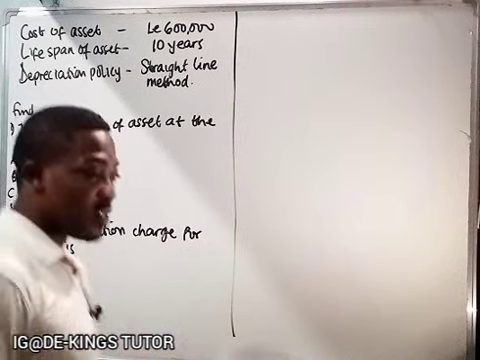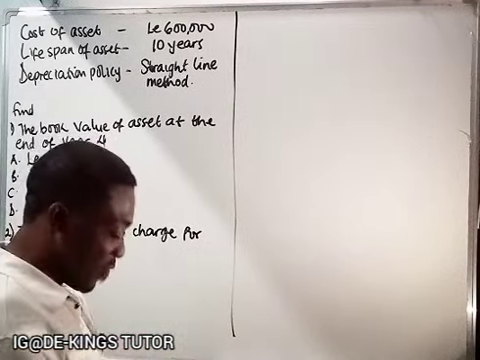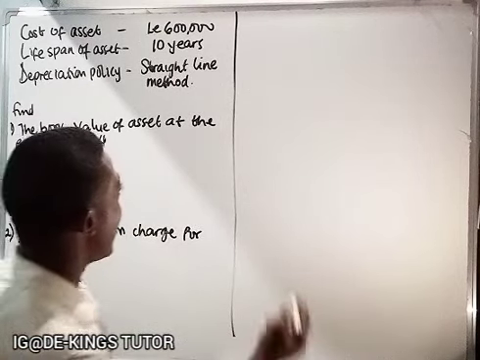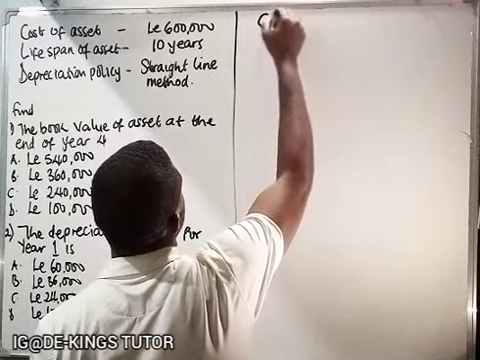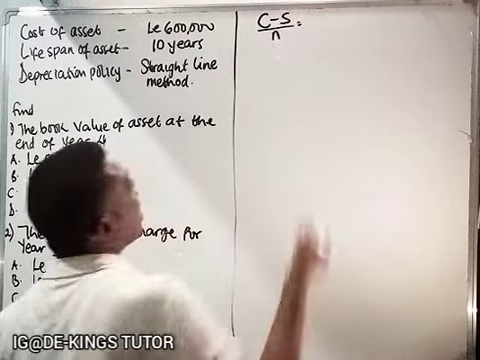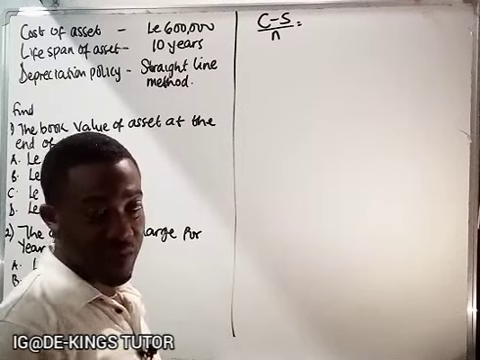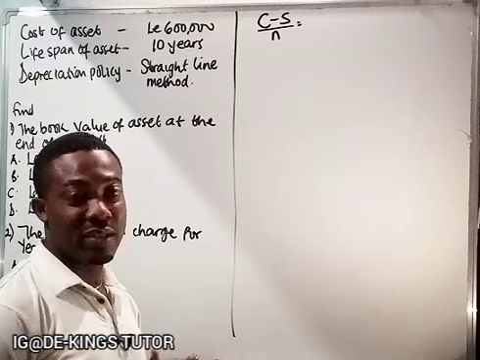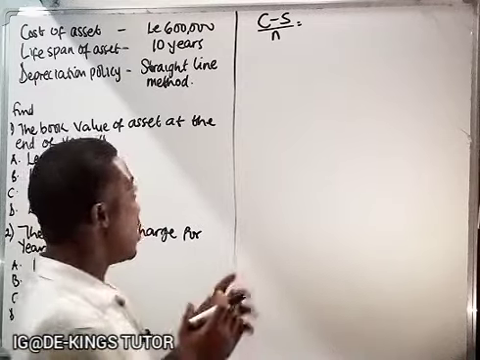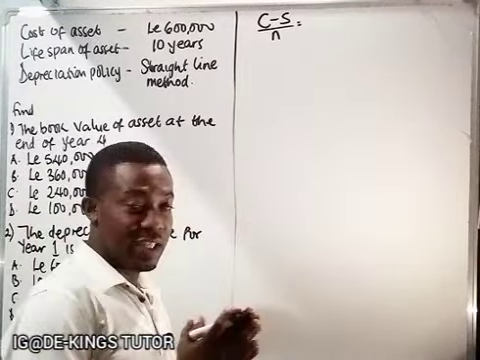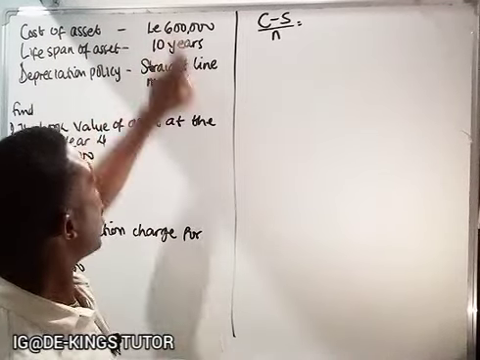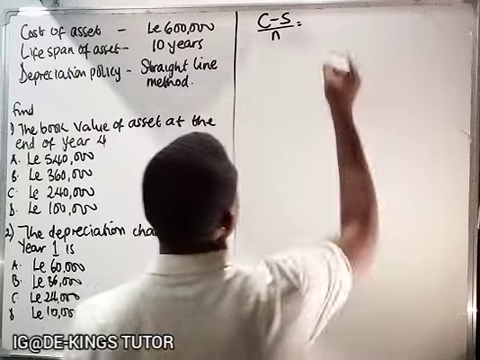Okay, so we want to see how we can solve this. Now to solve the depreciation, the formula is given as (C minus X) over N, whereby C stands for the cost, and X is the scrap value. Scrap value is the amount that our asset will be sold for when it is no longer economical to keep, while N is the number of years it will last. Now, from the question, they gave us the cost of the asset as 600,000.